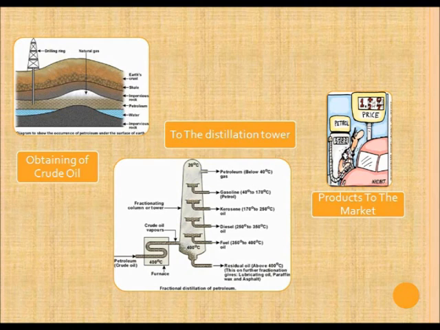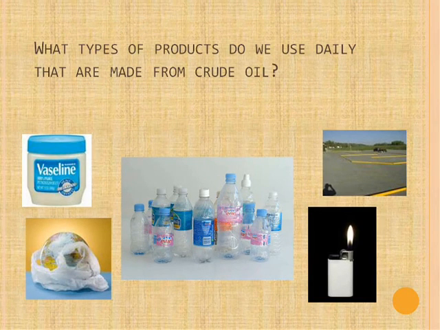You can see that the first step is the obtaining of crude oil from the earth's crust, and then this crude oil is sent to the distillation tower, and in the distillation tower, on the basis of their boiling points, different things differentiate, and as a result their products go to the market. Products we use daily that are made from crude oil. There is a range of different things that we use in our daily life which are made from crude oil. For example, Vaseline, jet oil, engine oil, petrol, diesel, etc.